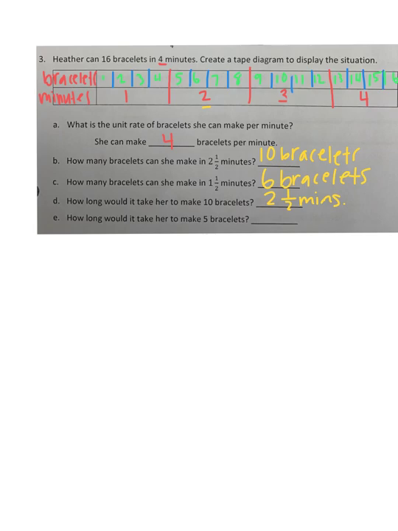And E asks, how long would it take her to make 5 bracelets? So we're still in our bracelets row, go over to 5, and then count our minutes. So it takes 1 whole minute and 1/4 of another minute. See how this is only 1/4 of our second minute. So it takes 1 1/4 minutes to create 5 bracelets.